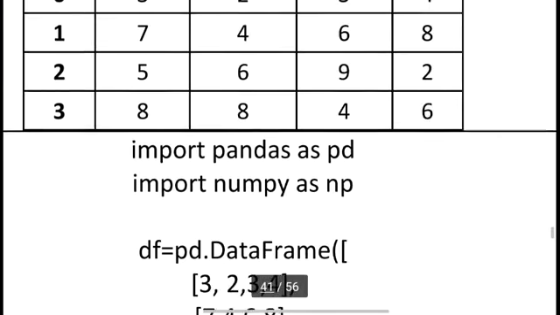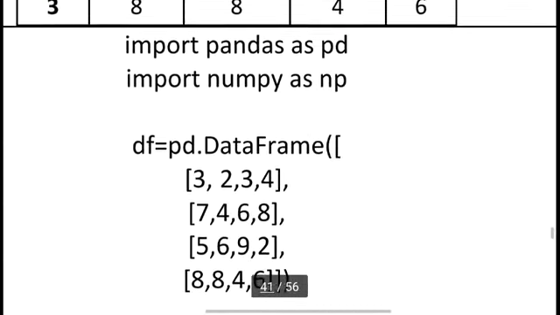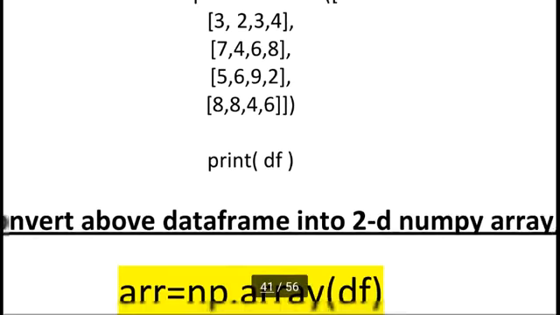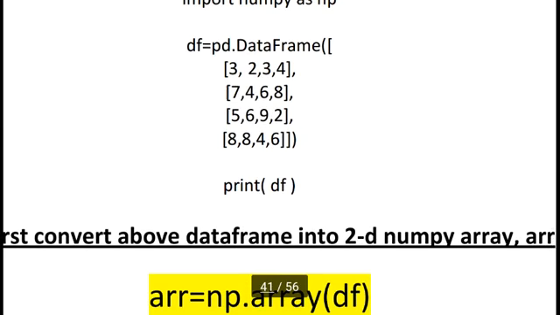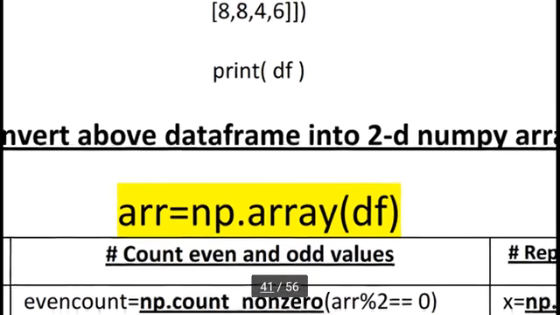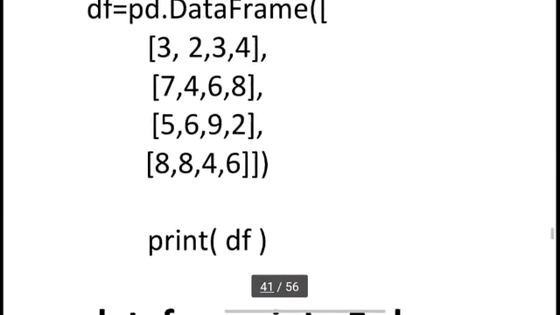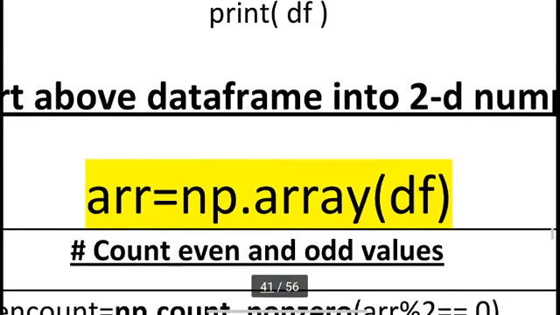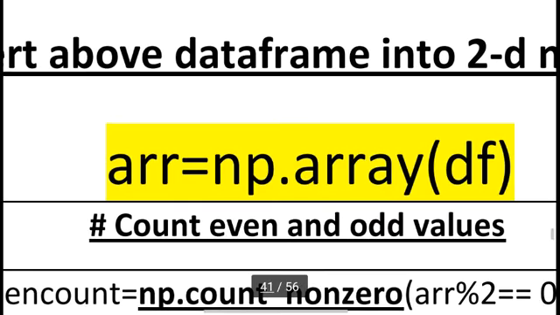So here I am using import pandas as pd, import numpy as np. First I want to store this value in a pandas data frame. One new thing is that a pandas data frame can be converted into a numpy 2D array. It is possible. Simply we can write np.array and pass only the df variable in this command: arr equal to np.array in bracket df. So the entire df value is converted into a numpy 2D array in arr.